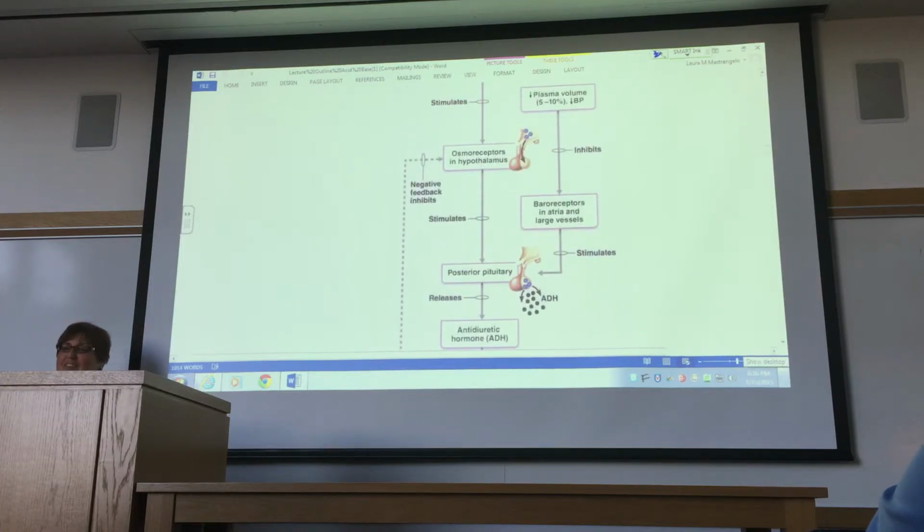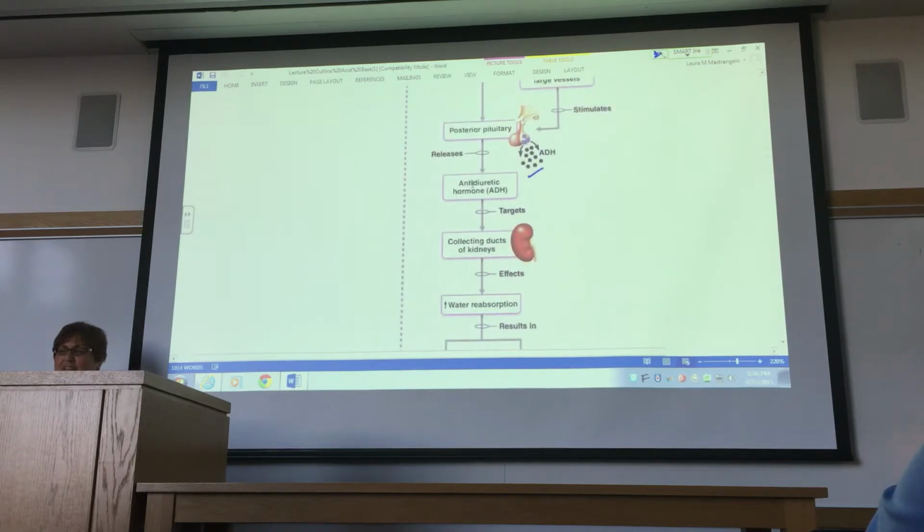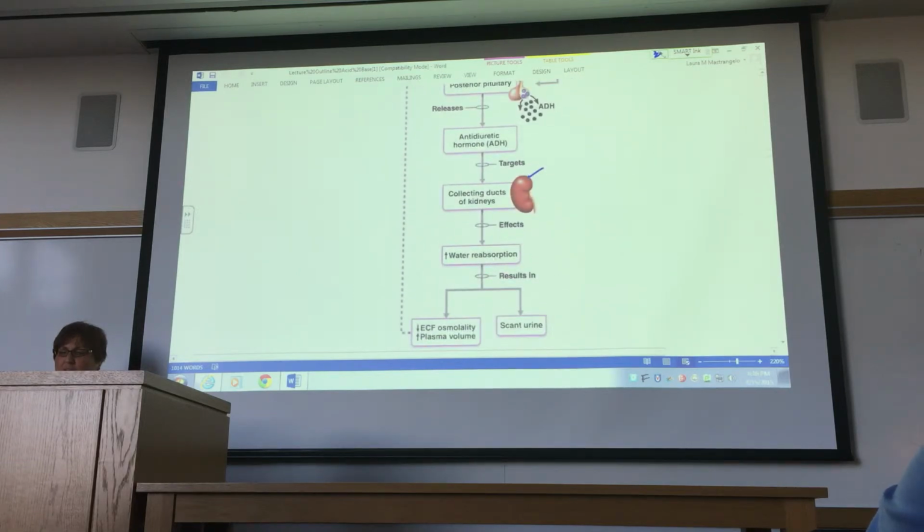Same exact thing. This is showing the high osmolarity, and then the secretion of ADH, water reabsorption, and how that lowers your urine output, but will decrease the osmolarity.